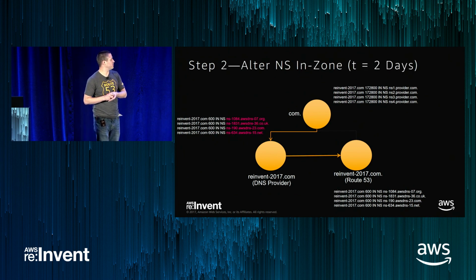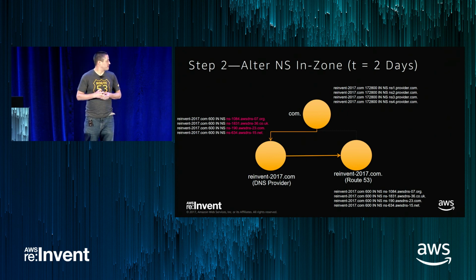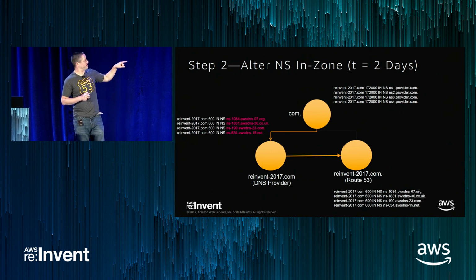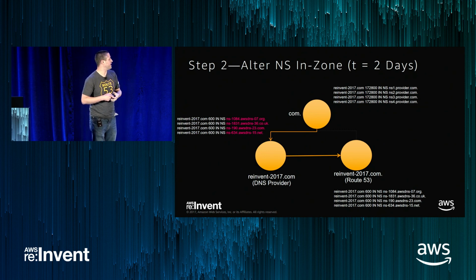The next thing we do is we change the old provider's reinvent2017.com zone to point at Route 53. So you can picture a BIND resolver now. It's worked its way down through the root. It's queried com. It got back that long set of TTLs, and that pointed at the old provider. And then it makes another query against the provider zone. And what it gets back is the answer, but it also gets back these NS records for Route 53.